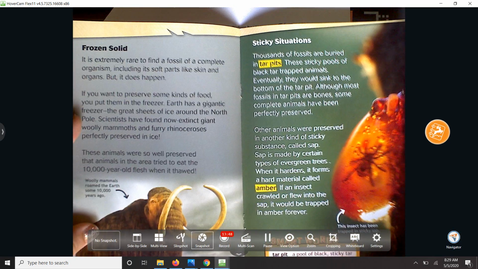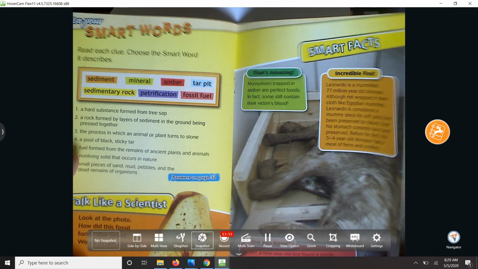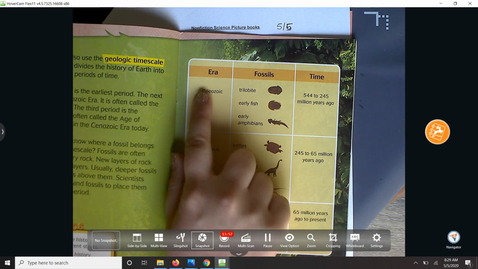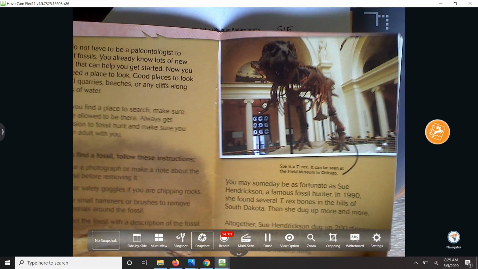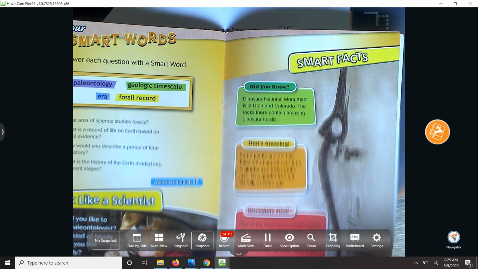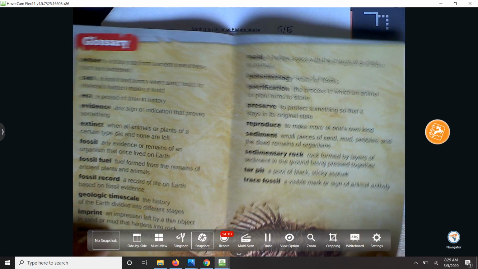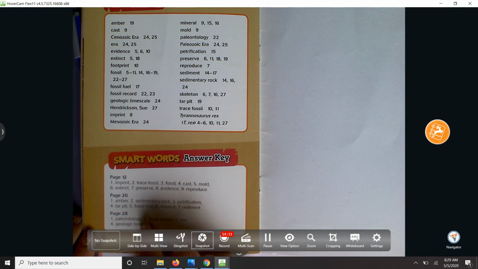Okay? Another caption. More games, because they did one for each chapter. Okay? Talked about finding them. It did another graph or a chart. And then at the end, they did a glossary, so the definitions for all the words, and then they did the answers to their little key.